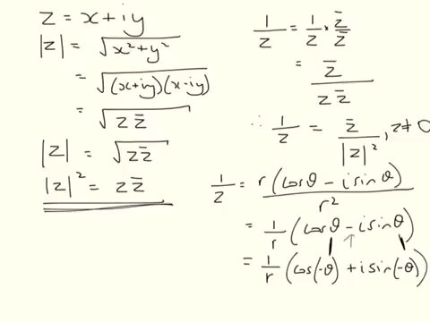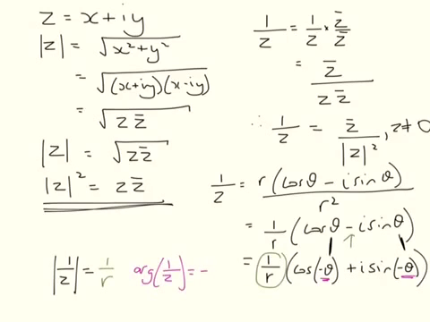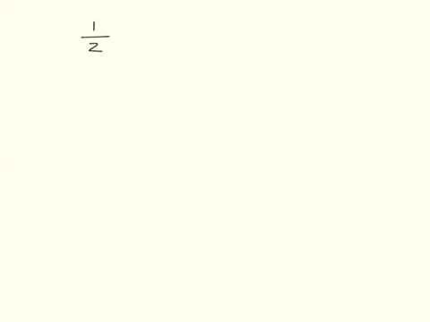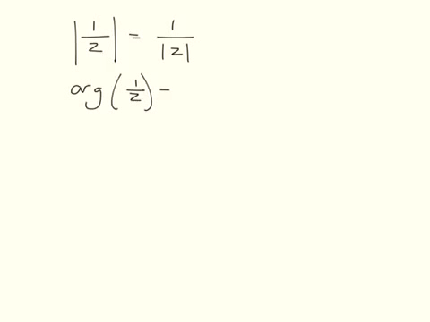Which then means if I have 1 on z and I want the mod of 1 on z, it's going to be 1 on r, and my argument of 1 on z is going to be minus theta. So from there, if I have the mod of 1 on z, that is exactly the same as 1 on mod z. And the argument of 1 on z is the same as negative arg z. And that's a good relationship to know.